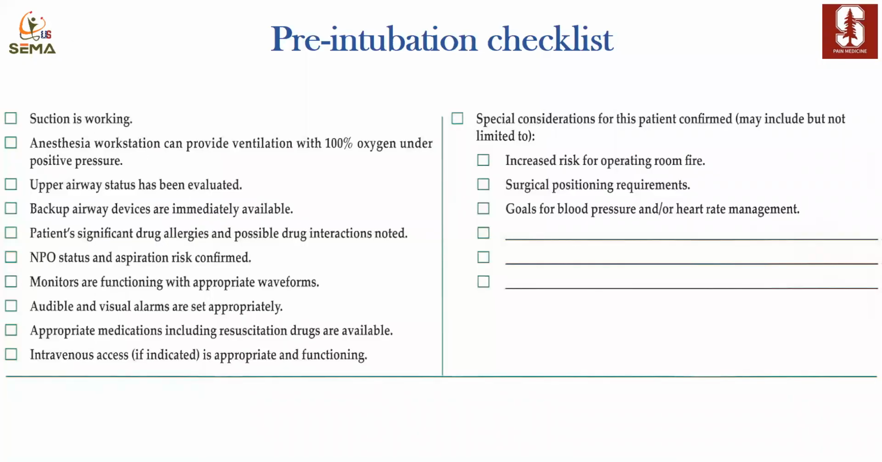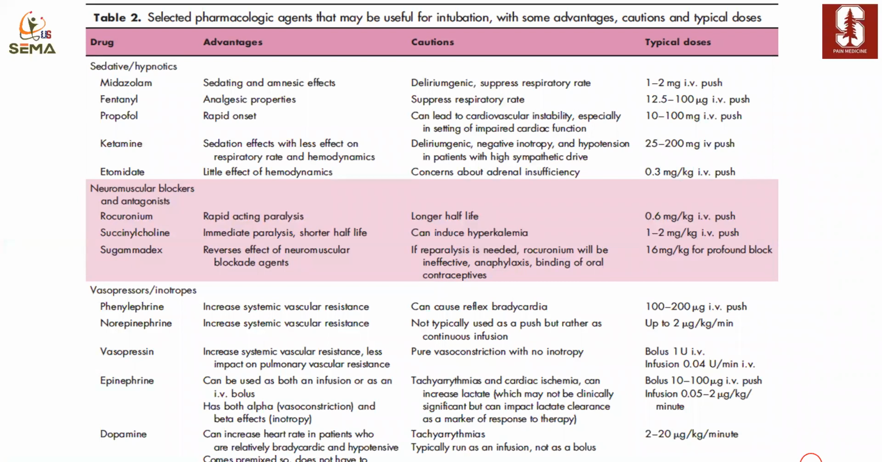Then go over the pre-intubation checklist. And this is not only applicable in the OR, but anywhere you go. Do you have a functioning suction? Do you have everything you need? You go over them. And this table summarizes some of the medications and doses, especially in the ICU.